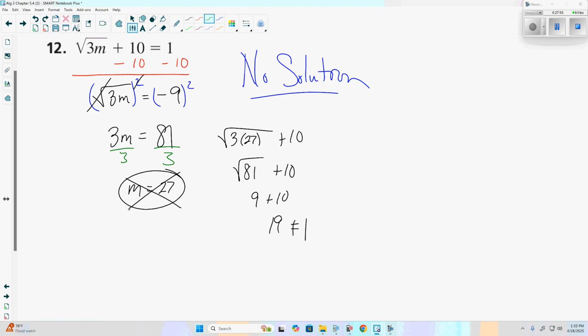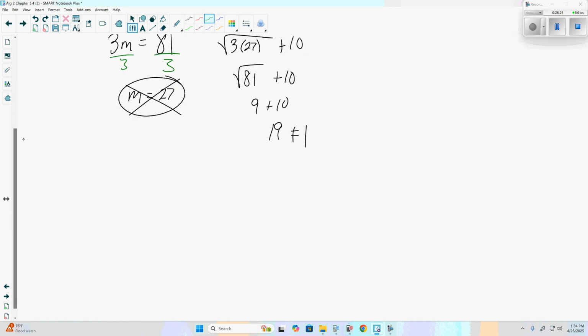And even so, we saw that we have the radical by itself equal to a negative number. It doesn't work. If it had been negative square root of 3m, we would need to get the negative over, and it would just tell us that the square root of 3m equals 9, not negative 9. But again, we have to make sure it's by itself. Here, nope, this does not work. There's no solution. That's it. Questions on these?